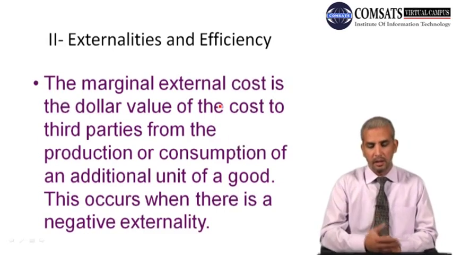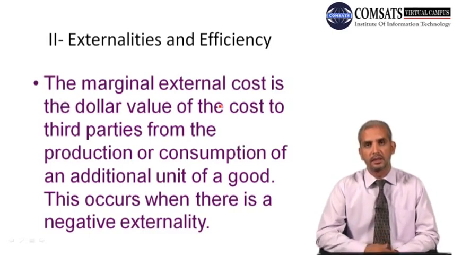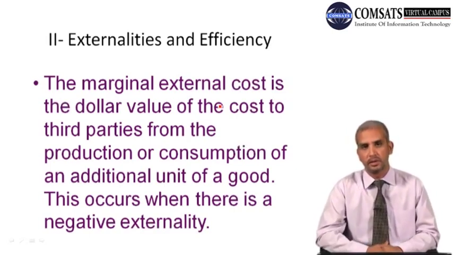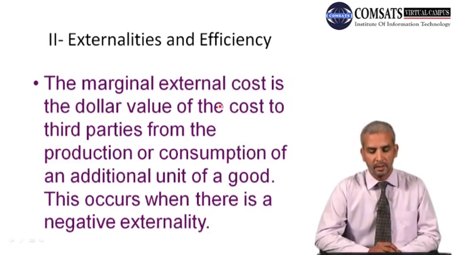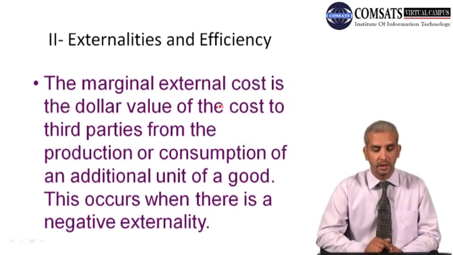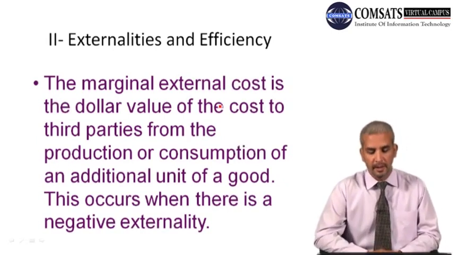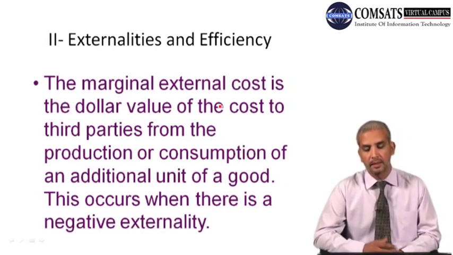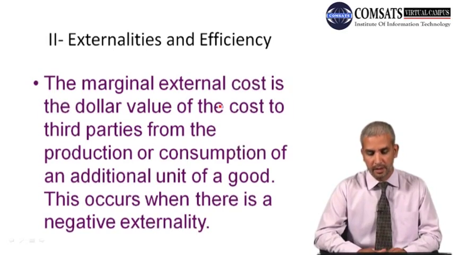Now, the marginal external cost is the dollar value of the cost to third parties from the production or consumption of an additional unit of a good. This occurs when there is a negative externality. First, we will cover and discuss the negative externality, and then we will move towards the positive externality. So the marginal external cost, in terms of dollar value, is the cost to the third parties from the production and consumption of an additional unit of a good by the first and second party, and that marginal external cost is a negative externality if it is not included.